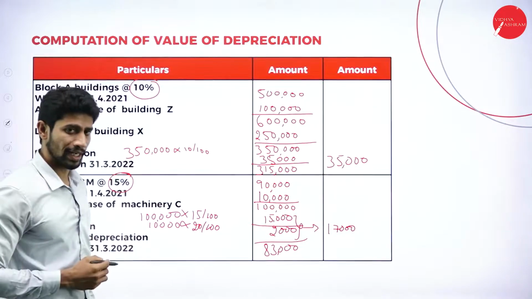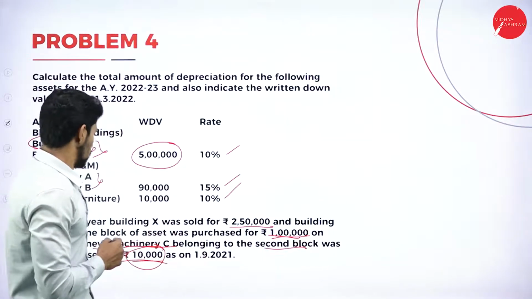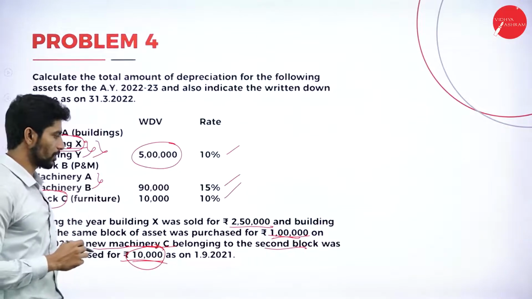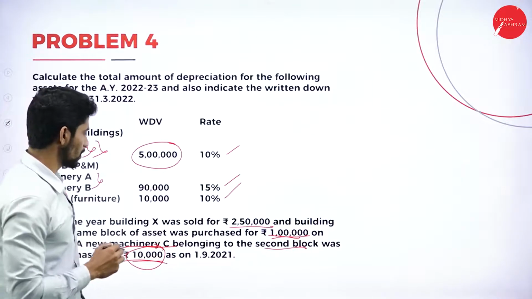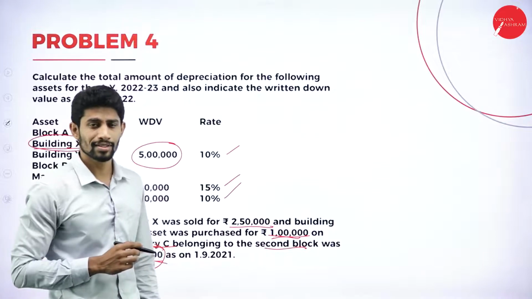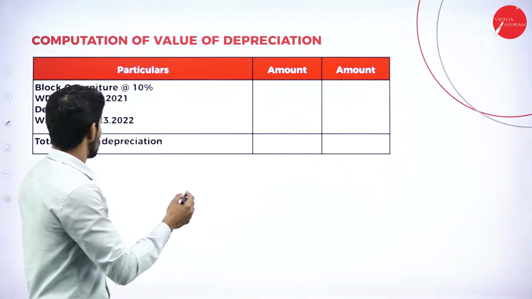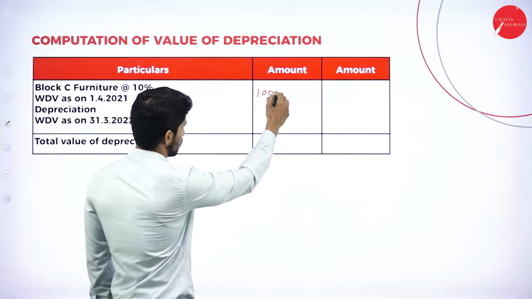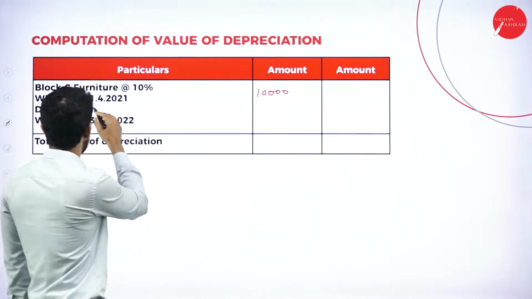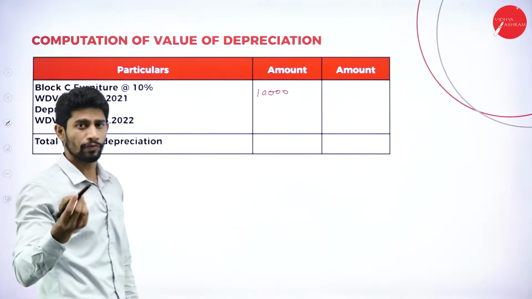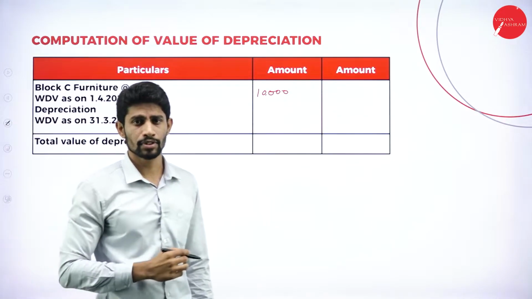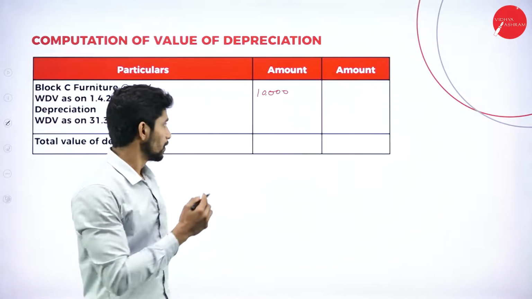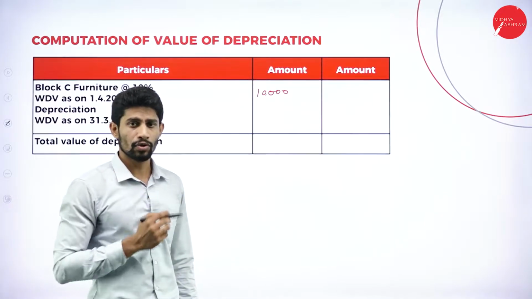So moving on to the next block, that is block C with respect to furniture. So value is 10,000 and the rate of depreciation is 10%. So here written down value is rupees 10,000. Next, depreciation. So no additional furniture is purchased in the previous year, as well as no sales has happened with respect to block C.